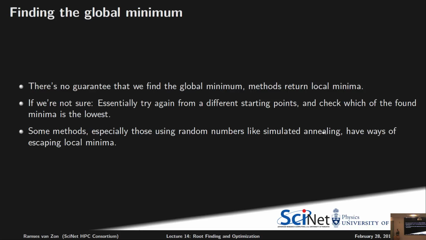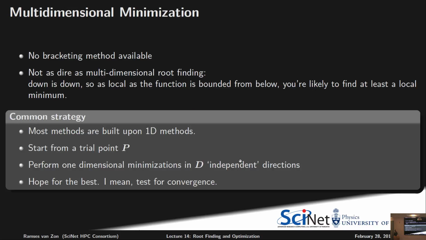Now there is a way to help you out here a little bit, using random numbers and local minima. We're going to look at that more later, but first let's look at multidimensional minimization. So we're again in trouble here. We can't come up with a finite number of points and figure out that somewhere between those points is a true minimum. But it's not as bad as for the root finding.